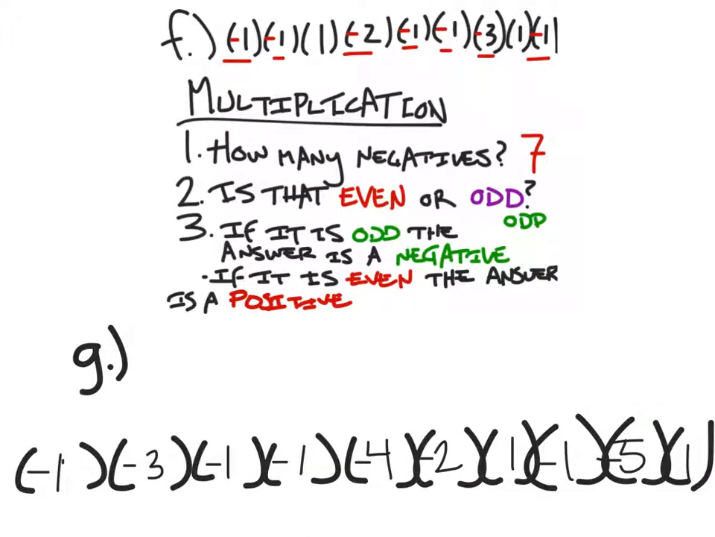Alright, there we go. Someone tell us if the answer to this will be positive or negative. Positive. Why is it going to be positive? Negatives, and if it's even, then it's positive. Excellent. Okay, 8 negatives. 8 is even, so the answer is a positive. What is the actual answer to this, by the way?